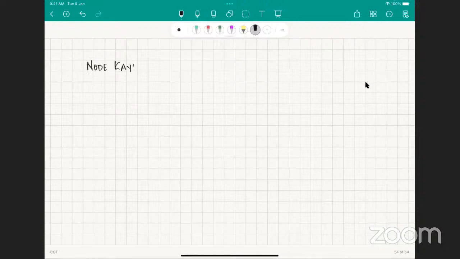So here's node Kayles. There are other variations of this as well, but the one that we're going to talk about now is node Kayles. Here, the playground is a graph.